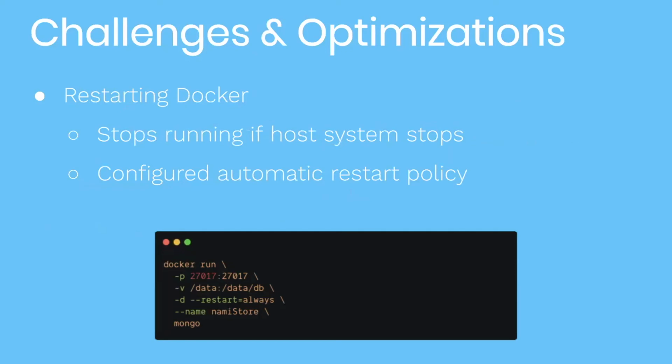Another question we face with running Docker on EC2 is what happens if the EC2 instance temporarily stops running? Docker containers need to be run in order to be used, and they stop when their host system stops. So to ensure that the container will always be available as long as the EC2 instance is on, we configure an automatic restart policy to always restart.